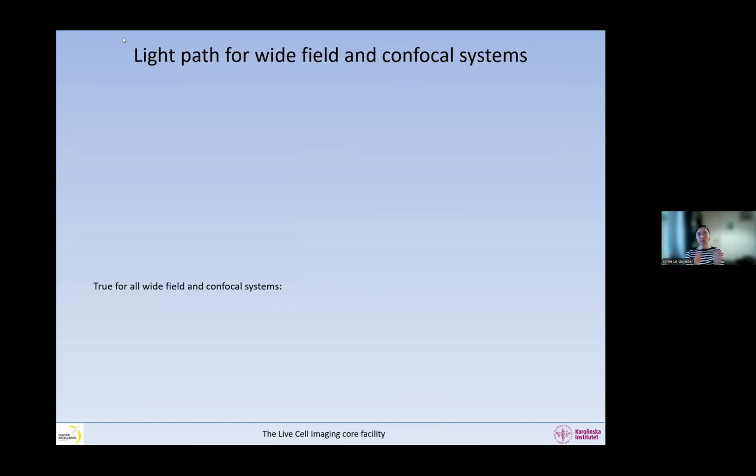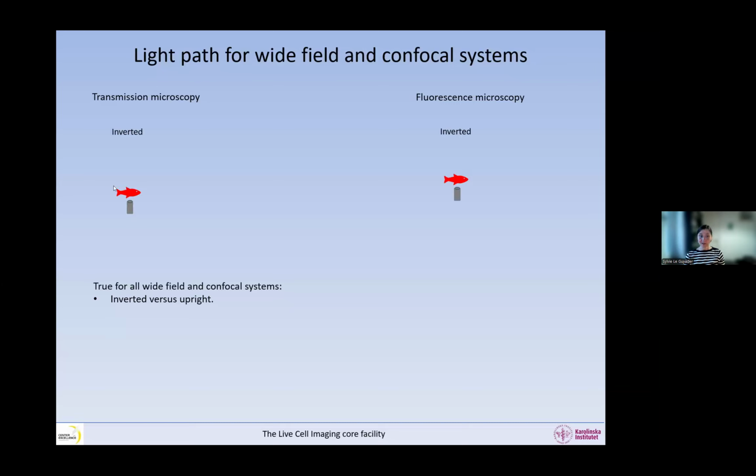So, if we compare a little bit the light path for wide field and confocal systems, this is a little bit the summary of what I've told you so far. So this is true for all wide field and confocal systems, regardless of whether it's multi-point or single point confocal. We have transmission microscopy and we have fluorescence microscopy. And we have upright and inverted systems.